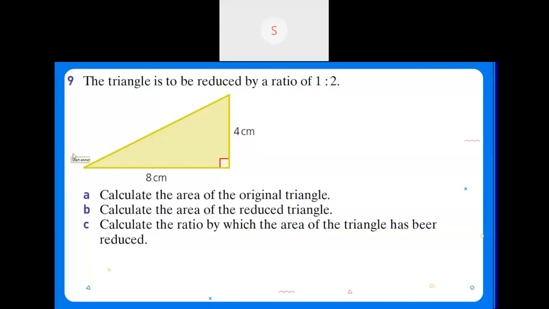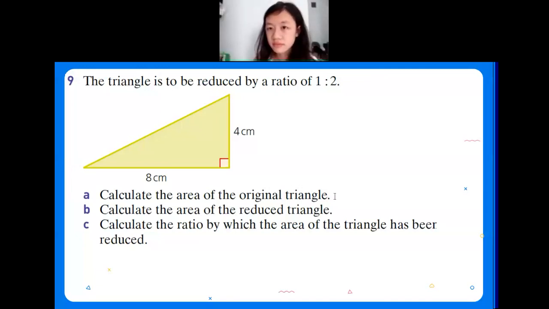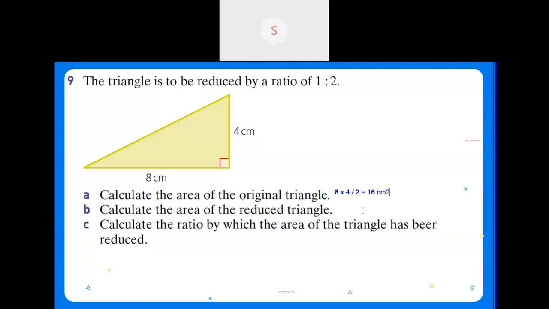Base times height divided by 2. Okay, so 8 times 4 divided by 2. How much will it be? 16, teacher. Okay, 16 centimeter squared. Now we are going to find the area of the reduced triangle. This is 4 centimeter. If we reduce it using a ratio 1 to 2, we do 1 over 2 times 4, which equals 2 centimeter.